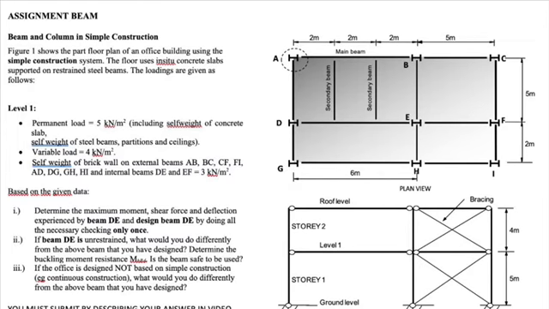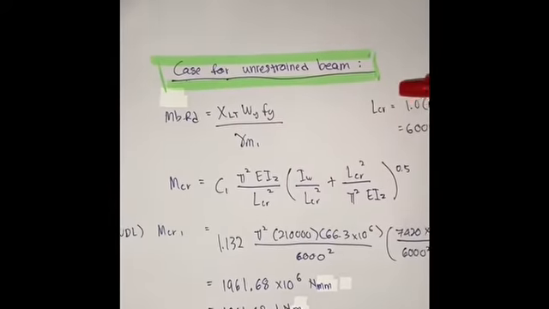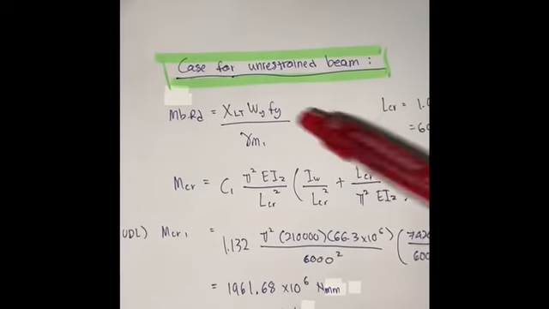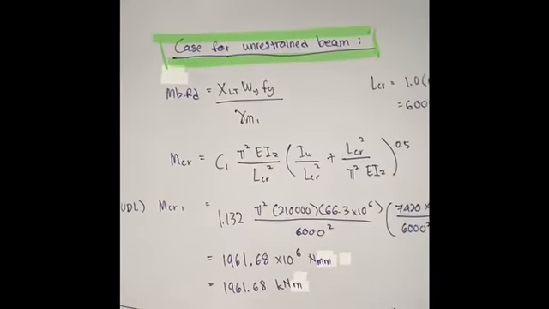Okay, for question 2, if beam DE is unrestrained, what will you do differently from the above beam that you have designed? So I will not change the beam design from the above beam because I believe although it is unrestrained, it can support. So let's determine the buckling moment resistance MBRD to see if the beam is safe to use. For the case of unrestrained beam, we will find the MBRD.